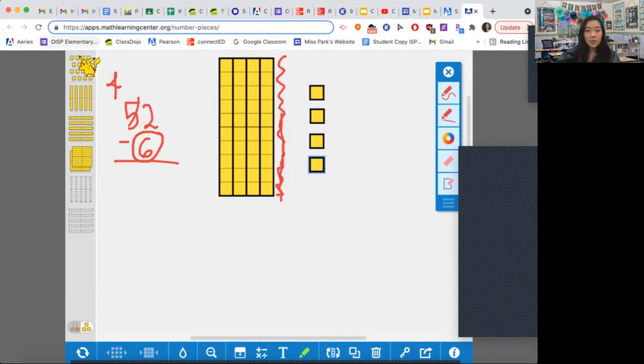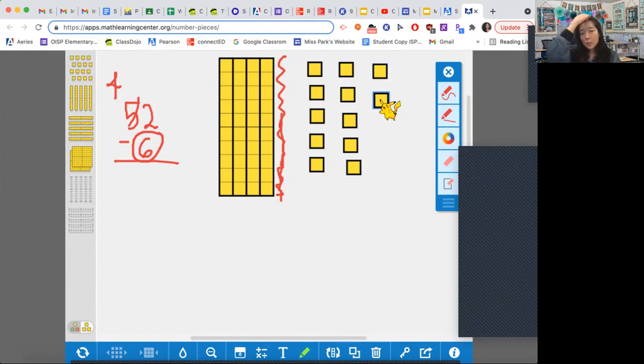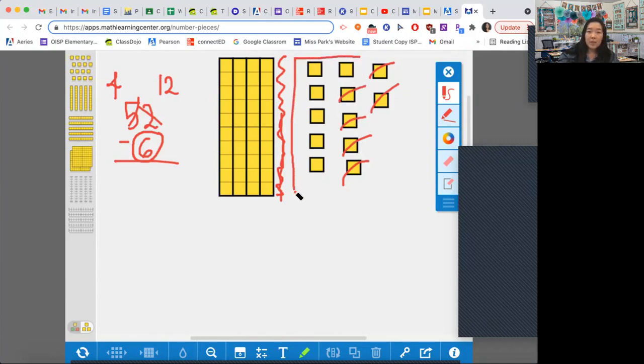1, 2, 3, 4, 5, 6, 7, 8, 9, 10. So how many ones do we have now? We got 10 more. There was 2 ones here. Now we added 10. What's 2 plus 10, boys and girls? 2 plus 10 equals 12. Now we can subtract 12 minus 6. Let's take away 6. They're going to go to the other party. Bye-bye. 1, 2, 3, 4, 5, 6. 6 of those. Now, how many do we have left over?